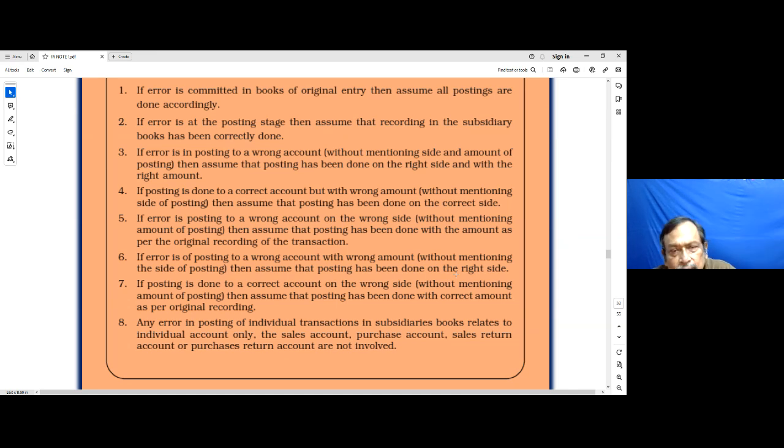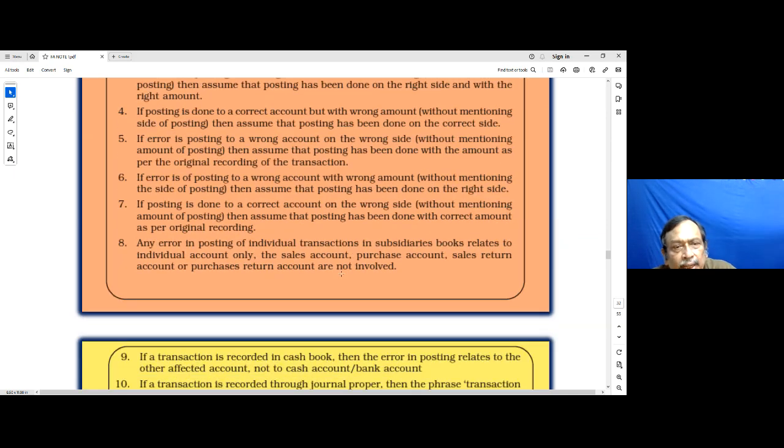If error is posting to a wrong account on the wrong side without mentioning amount of posting, then assume that posting has been done with the amount as per the original recording of the transactions. If error is of posting to a wrong account with wrong amount without mentioning the side of posting, then assume that posting has been done on the right side. If posting is done to a correct account on the wrong side without mentioning amount of posting, then assume that posting has been done with correct amount as per original recording.